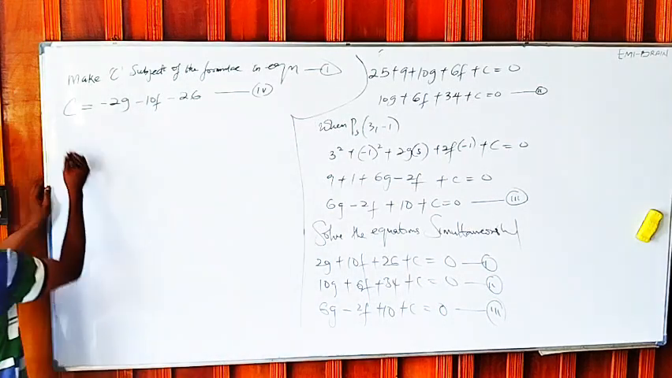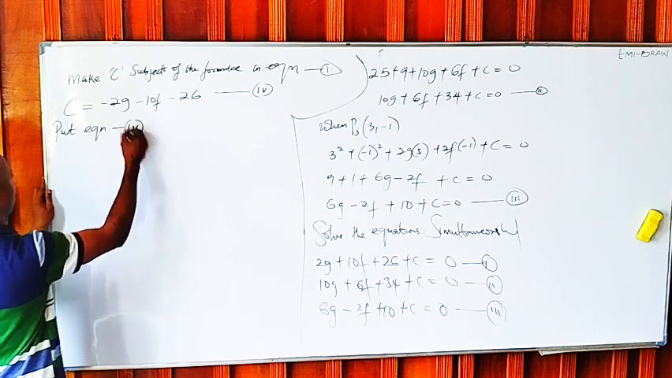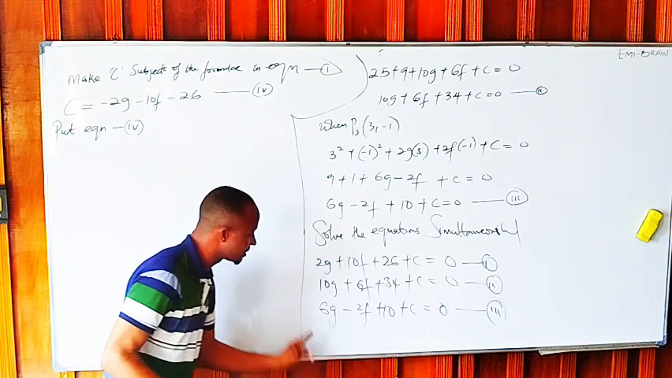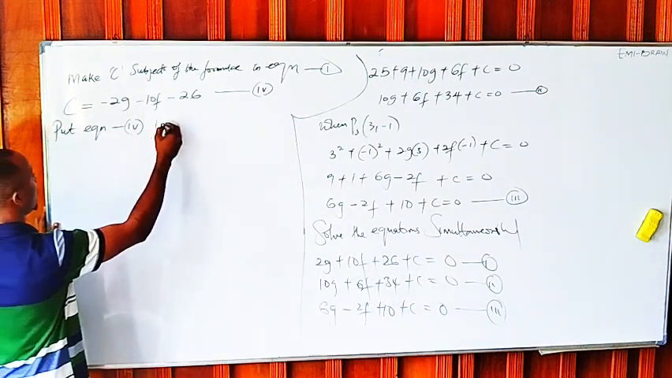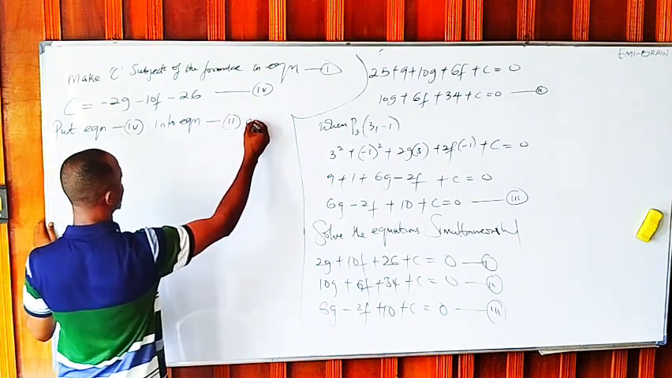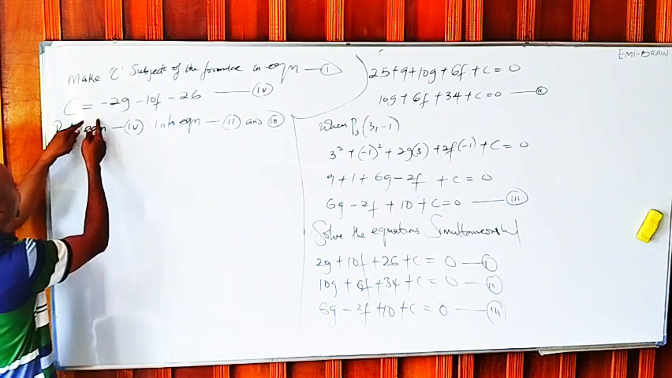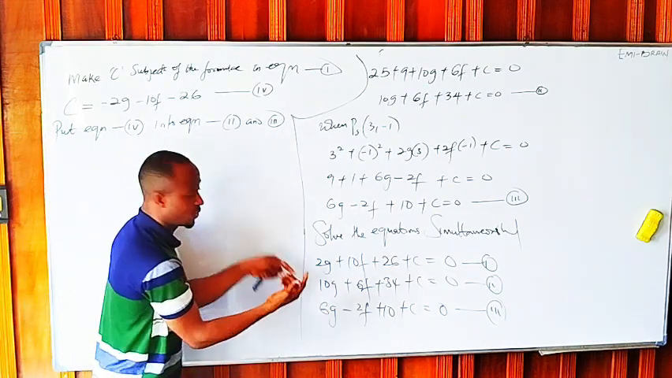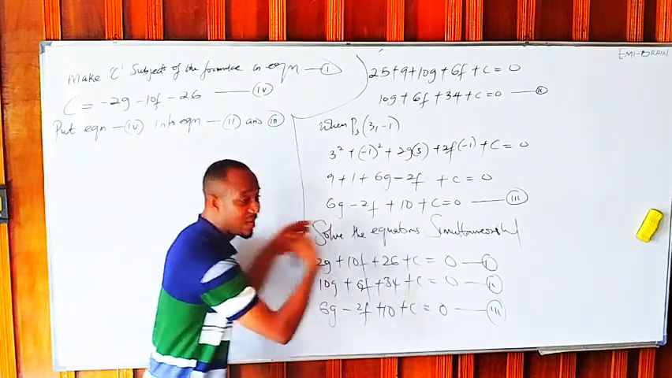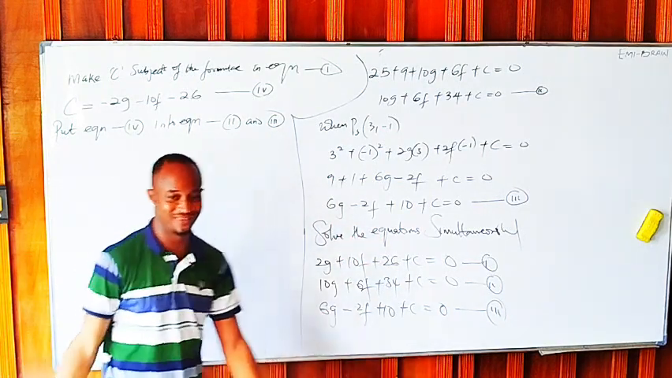Are you following me? I will now say put the new equation form into equation 2 and 3. Equation 4 into equation 2 and 3. Are you following me? I cannot put equation 4 into equation 1. Do you know why? Because I generated equation 4 from equation 1. Putting it back would give me 0 equals 0.